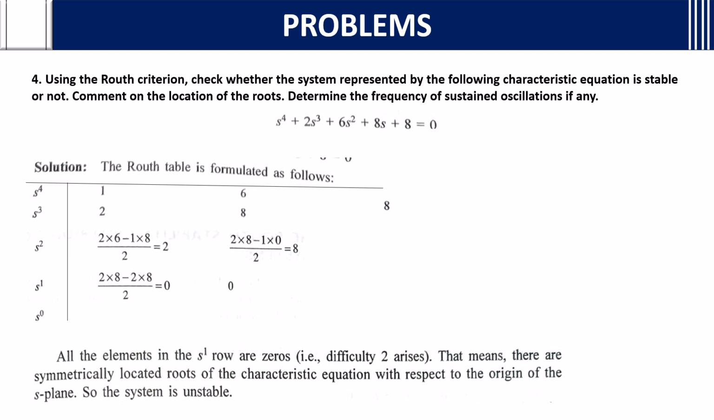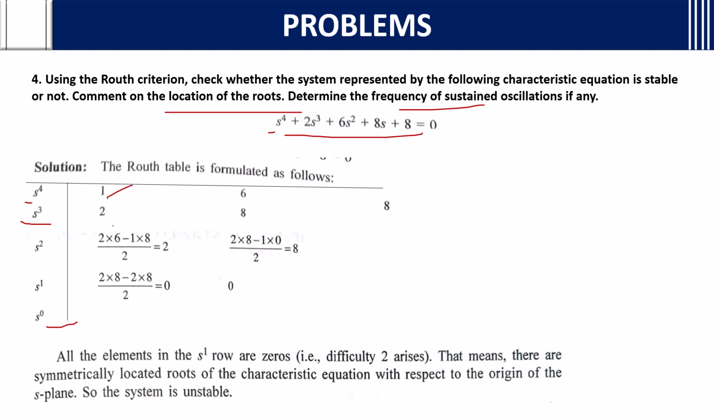Next question. Using the Routh criterion, the characteristic equation is given. You should find whether the system is stable or not, and comment on the location of the roots and also the frequency of sustained oscillations, if any. First we will write the Routh table, same as the previous: S power 4, S power 3 down to S power 0, because the highest is S power 4.